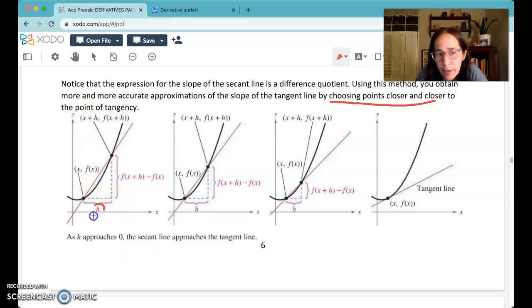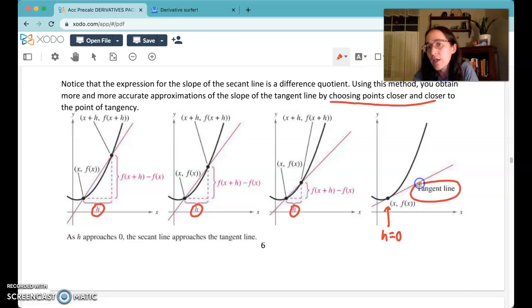Here, h is really big. H is a large distance, and you have this secant line. It doesn't really look much like the tangent line, but it's an okay approximation. Watch h get smaller and smaller and smaller, and as soon as h equals 0, you have the exact tangent line of the graph.